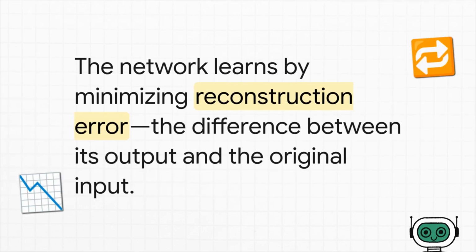So how does this whole thing learn? It's a beautifully simple feedback loop. The network compares its output to the original input and calculates the difference. We call this the reconstruction error. The entire training process is just a constant effort to drive that error down, forcing the encoder to get better and better at making a useful summary.